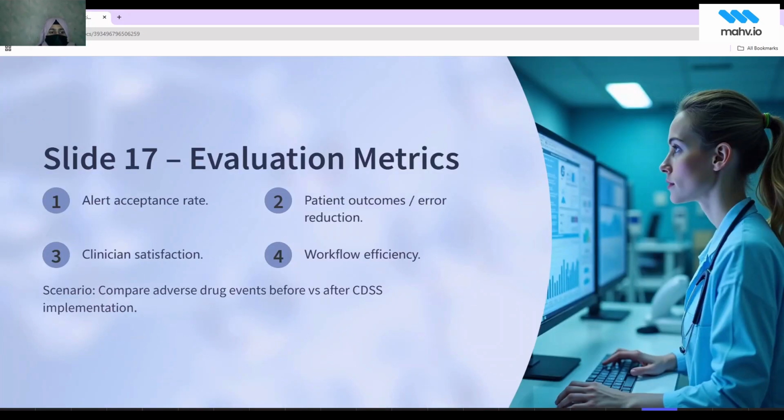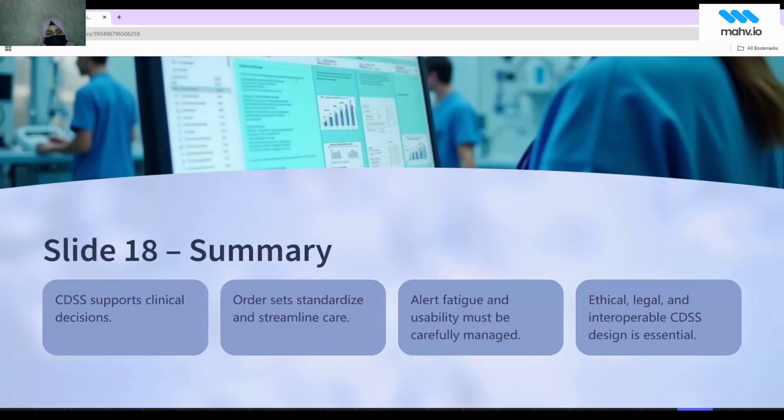And there must be evaluation at the end, with evaluation metrics: alert acceptance rate, clinician satisfaction, patient outcomes, errors, and workflow efficiency. So we have to evaluate our system at the end. The scenario is to compare adverse drug events before versus after the CDS implementation. We compare both in order to evaluate how well our system is working.